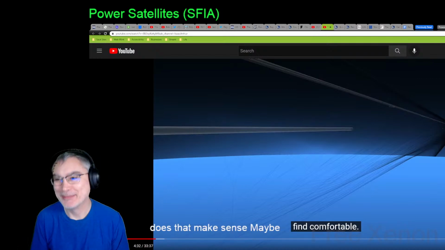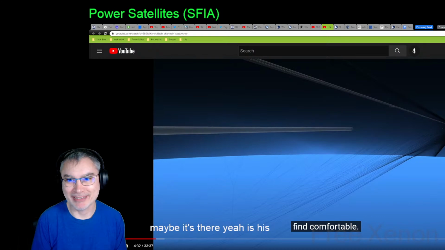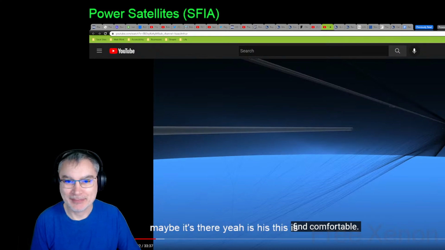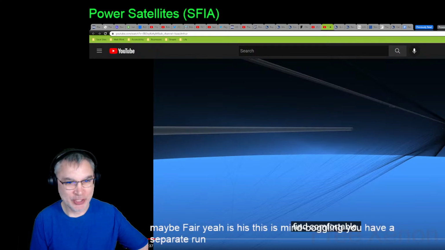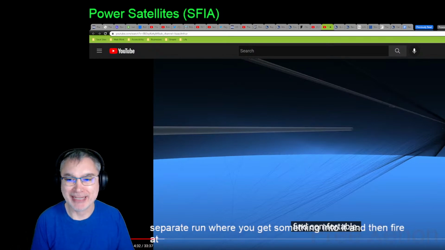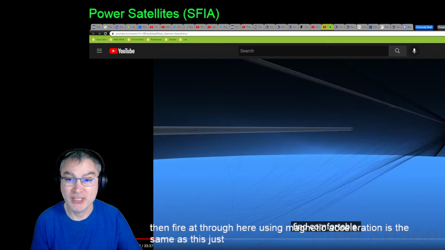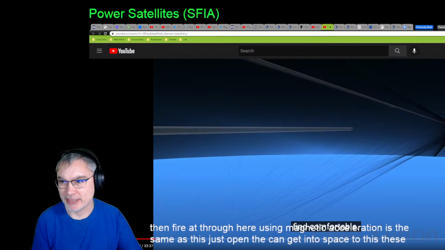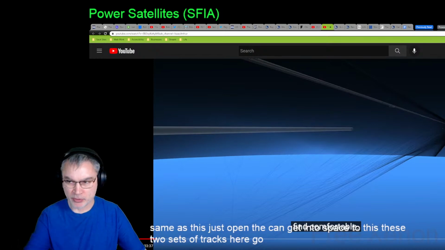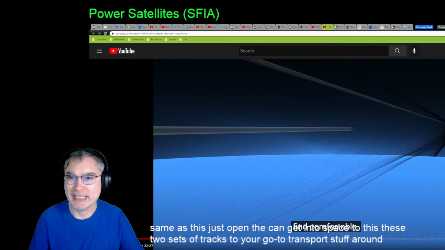Maybe. Fair. Yeah, this is mind-boggling. It would have a separate run where you could get something into it and then fire it through here using magnetic acceleration. It would be the same as this, just open, so you can get it into space. So these sets of tracks here just transport stuff around the ring.